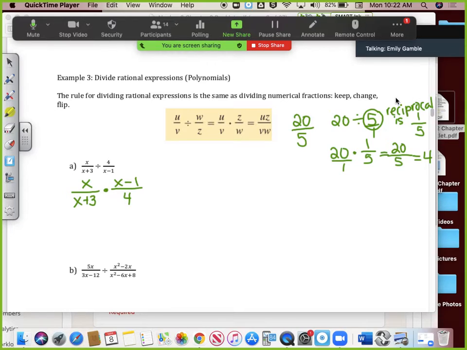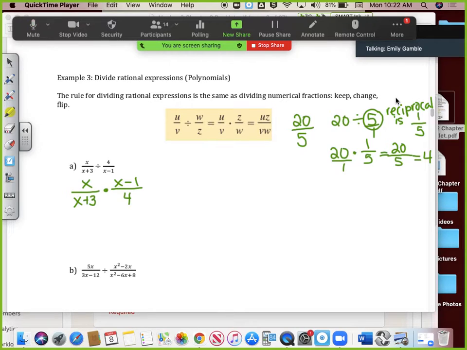And once you do that, then you can just follow the same steps we did in the last example, in that you would factor everything that can be factored, and then you would cancel anything out, and then if nothing cancels out, you're just left with whatever is left.